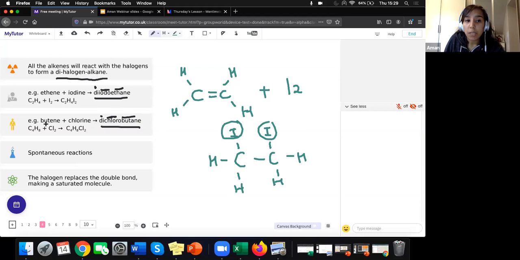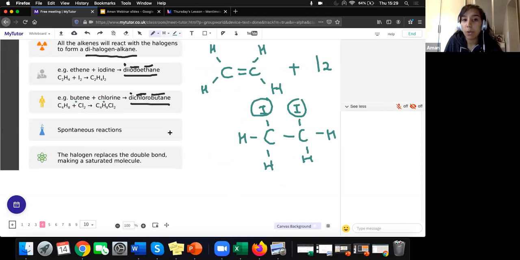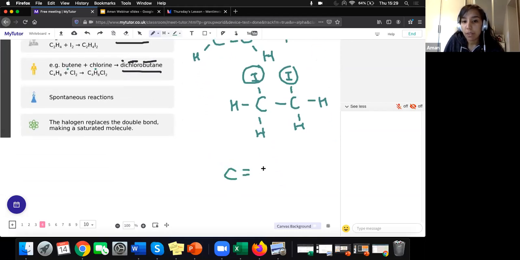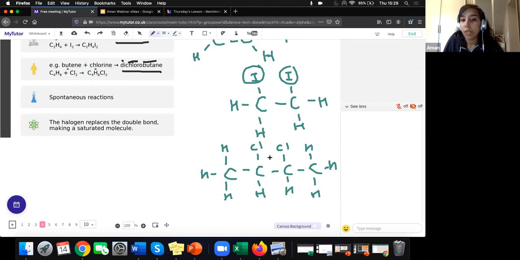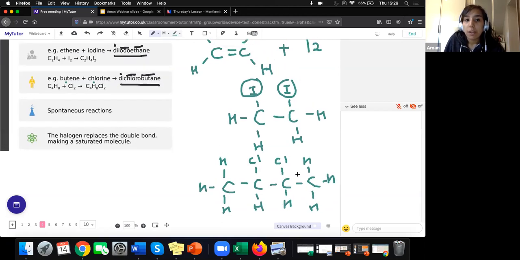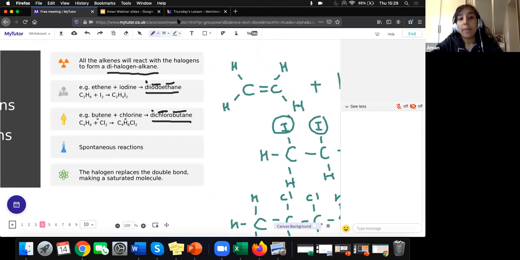If we look at butene, it's butene plus chlorine. Again, the chlorine is going to add itself onto that double bond so that it becomes a single bond, and we form dichloro, so 2 chlorine butane. And the product for that would be this, single bond. Like so. And so that is dichlorobutane. So 2 chlorines and butane there. Any questions on that at all? So they all do the same. And as I said, you need to be able to know about iodine, chlorine, and bromine. You don't need to know the other halogens.